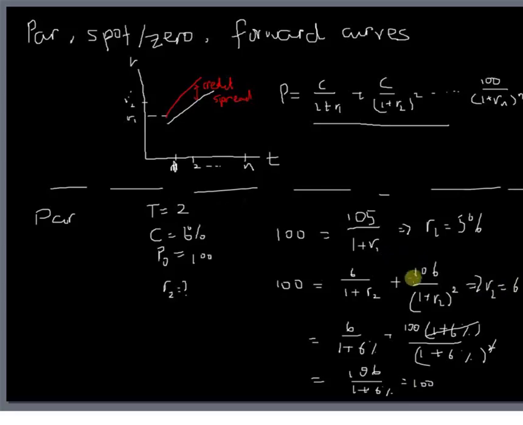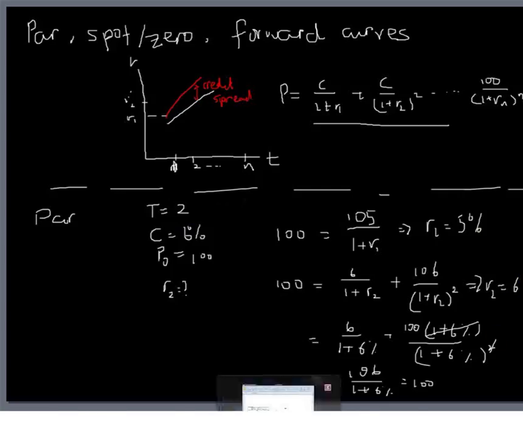You can also expand this whole equation, but I'm not going to do that. So basically what I've just proved is that for a par bond, the yield is always equal to the coupon. You realize that in the first case the coupon was 5% and the yield was 5%. In the second case the coupon was 6% and the yield was also 6%. So to plot a par curve is going to be very straightforward. Simply use the coupon as the yield.